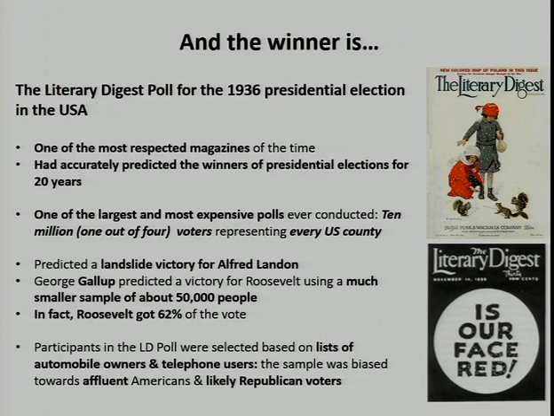So in this case, they were using lists of car and phone owners, and those were likely to be kind of more rich Americans who are also more likely to go Republican. So that biased the result. So that's the one famous example.